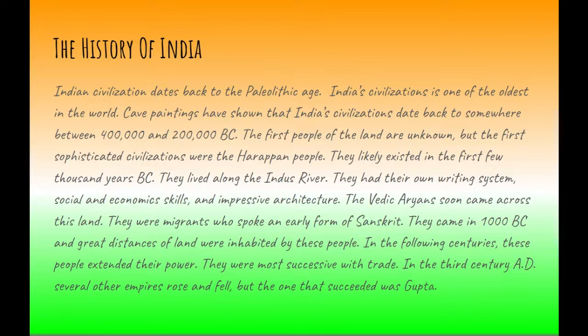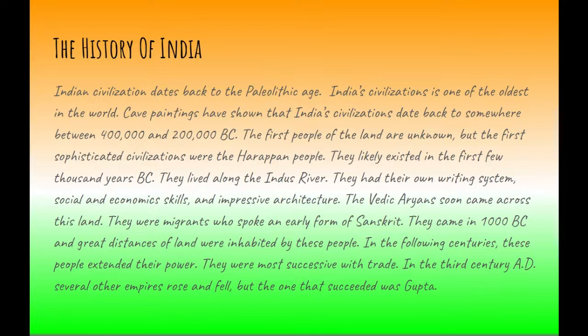They most likely were driven off because of fever and flood. They likely existed in the first few thousand years BC, and they lived along the Indus River. They had their own writing system, social and economic skills, and impressive architecture. After they were driven off, the Vedic Aryans soon came across this land. They were migrants who spoke an early form of Sanskrit, so they brought along the 6 Vedas.